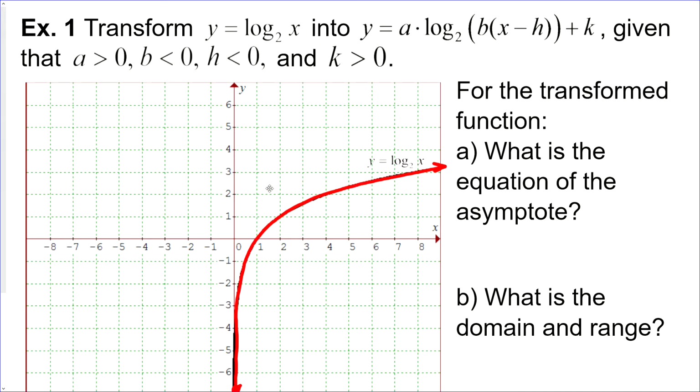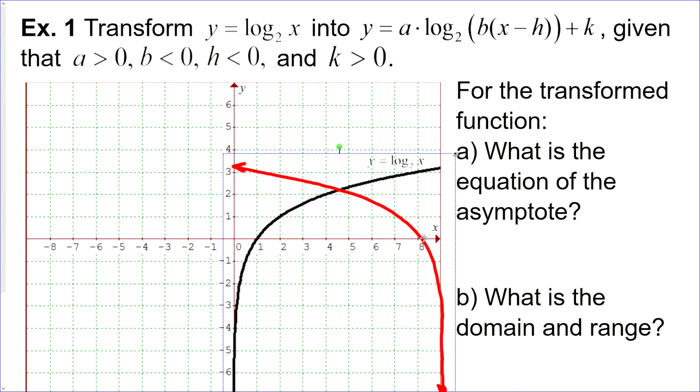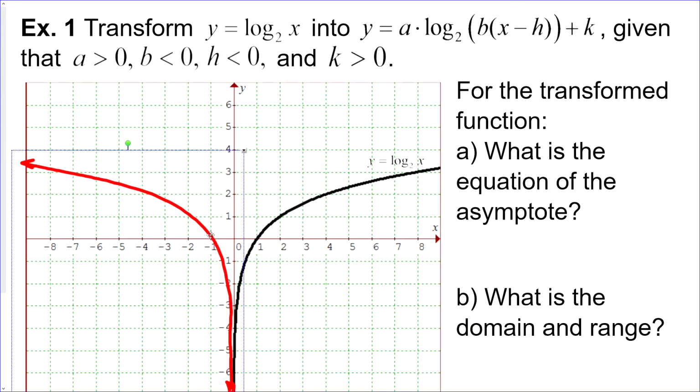If a is greater than 0, that means this could be stretched taller, or it could be stretched smaller, or it might not be stretched at all if a was 1. So I'm not going to do anything with that part of this graph. The next one is b is less than 0, and that means that, again, it could be stretched horizontally, but it might not be. We do know that there'll be a reflection. So I'm going to try to flip this over. There we go. And it's flipped over the y-axis. So it will look something like that.